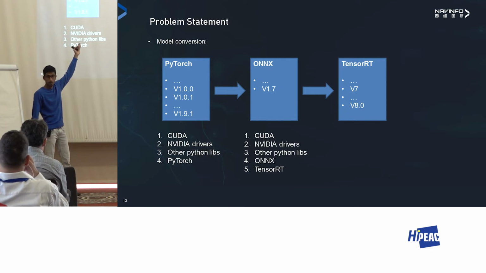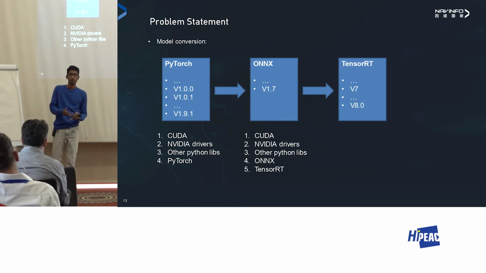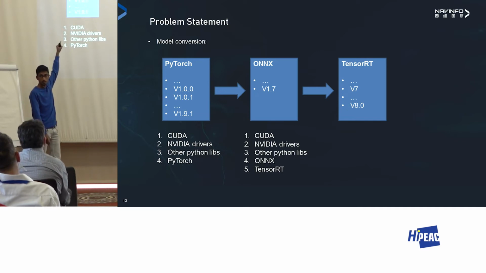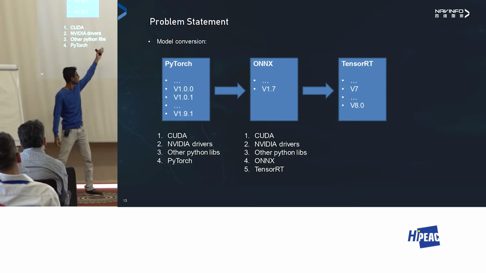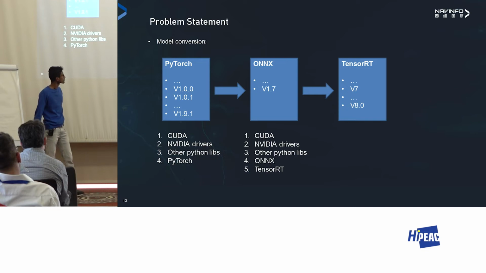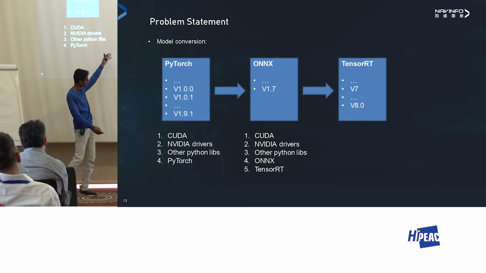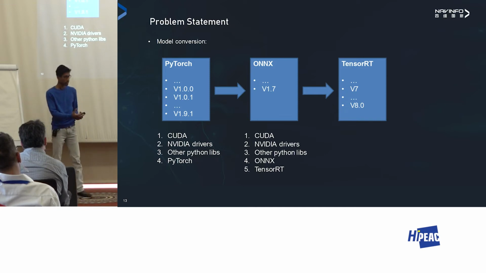we need to support the versions similar to PyTorch. So they also have V1, V1.1, 1.2, 1.3, 1.4, 1.5, 1.7. And while doing this, we also have to be careful in what CUDA version we are using, what Nvidia drivers we are using, the Python libraries that tag along with PyTorch version 1.2, 1.3, and then PyTorch itself, of course. So then when we come to ONNX, again the CUDA version, Nvidia drivers version, the PyTorch library, Python library version, and then the ONNX version itself.